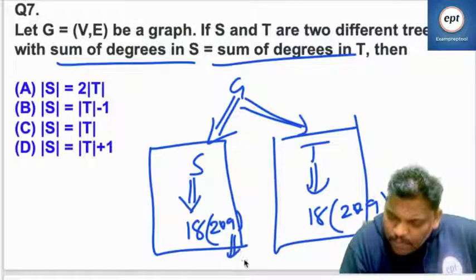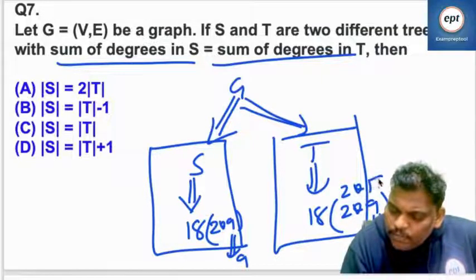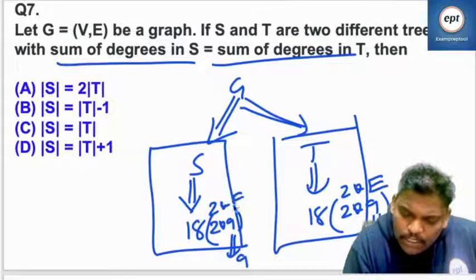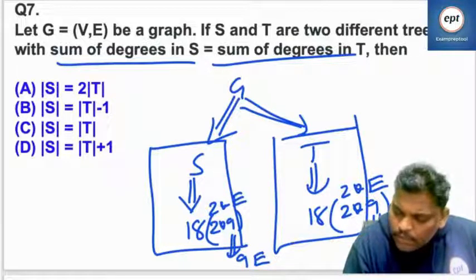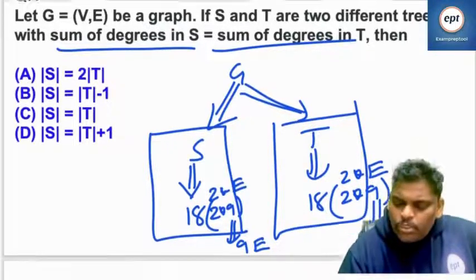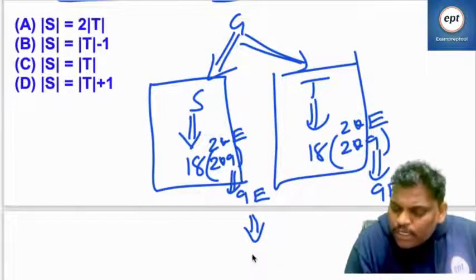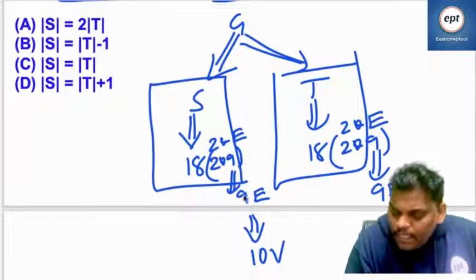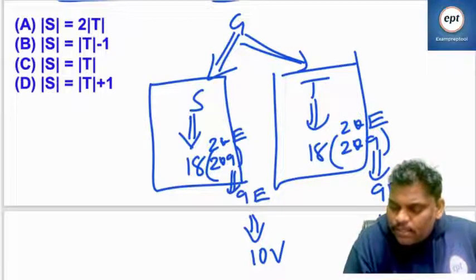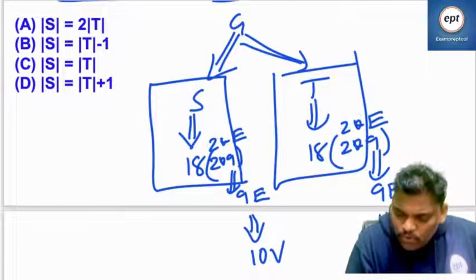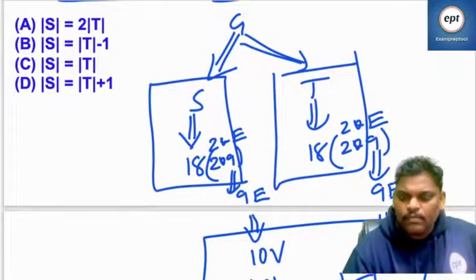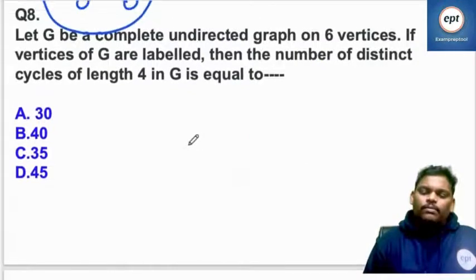This 9 is the number of edges, because it is 2 into E, where E is the number of edges. Now one small question I want to ask you. Number of edges are 9 means vertices are 10, because it is a tree. In a tree, 9 edges means 10 vertices. It is also 10 vertices. So the number of vertices in S is equal to the number of vertices in T. I think this is correct. Come to problem number 8.